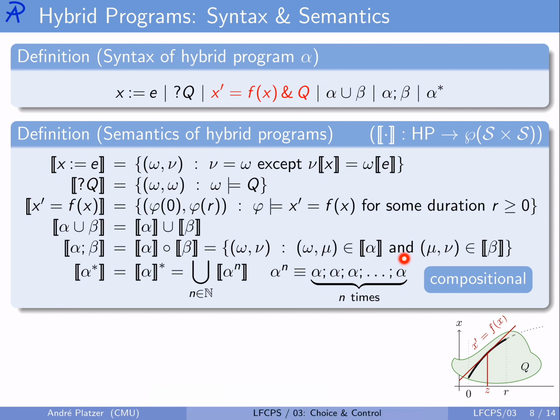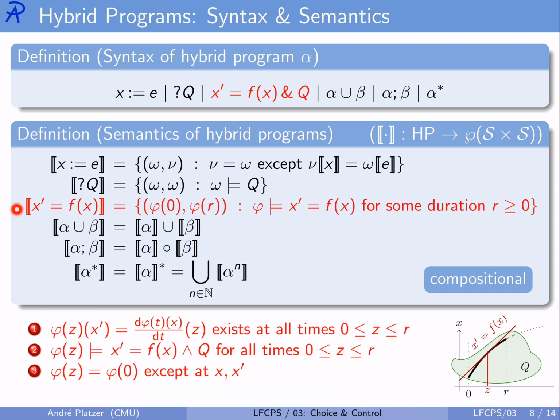exactly n times. In other words, the behavior of alpha star is exactly the behavior that alpha repeated 0 times could have, union the behavior that alpha repeated 1 time could have, union the behavior that alpha repeated 2 times could have, union the behavior that alpha repeated 3 times could have, and so on. And remember, just like last chapter, we can become more precise about what it means to solve a differential equation. It means that the value of the x prime variable at any time z is exactly the time derivative that the value of x over time has at that moment in time.